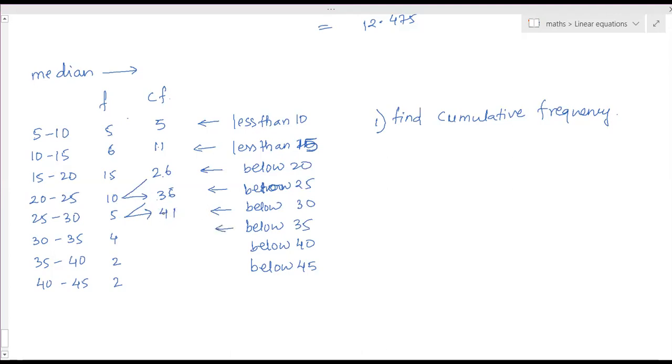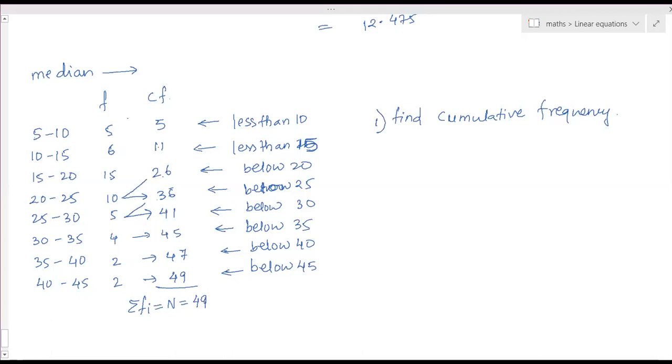Below 35, the frequency will be 41 plus 4, that is 45. Below 40 is 45 plus 2, that is 47. And below 45 means including everything from 5 to 45, so that means the sum of all these terms. That is 49. So the sum of all frequencies, which we write as the sum of frequencies Fi, also given the symbol N, is equal to 49.